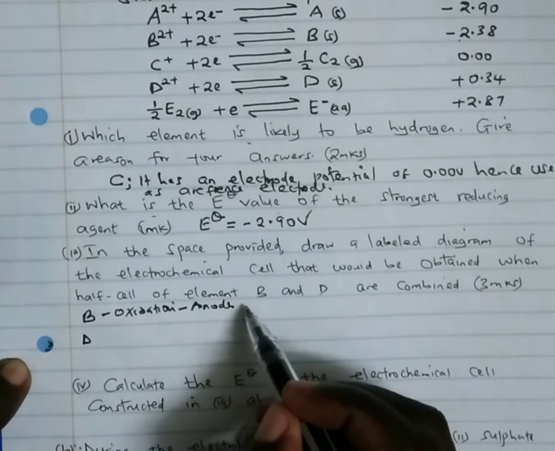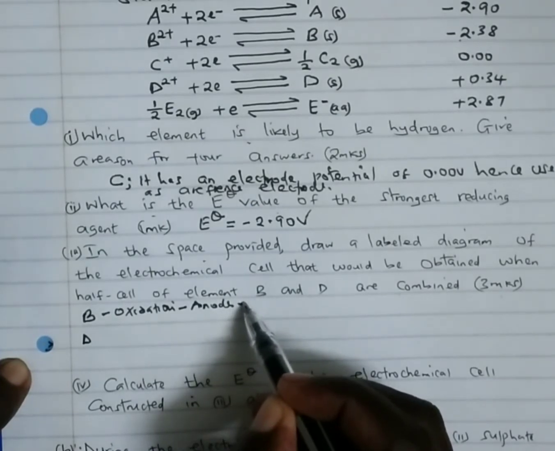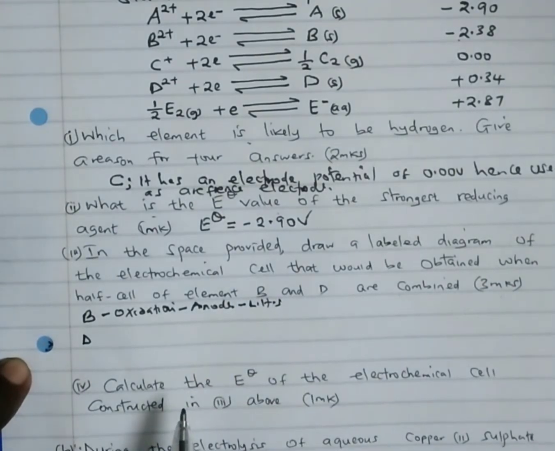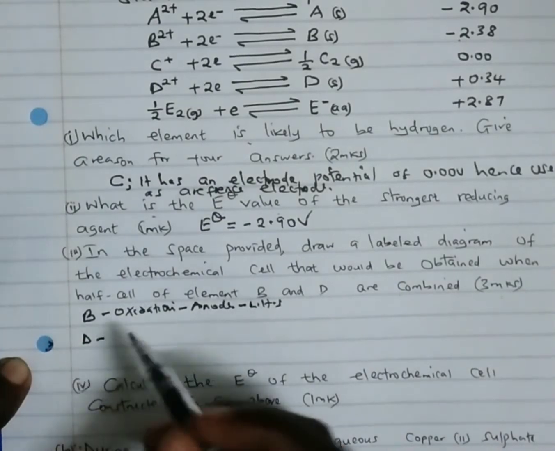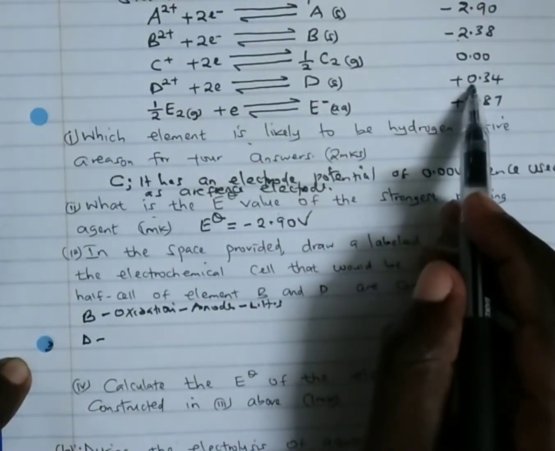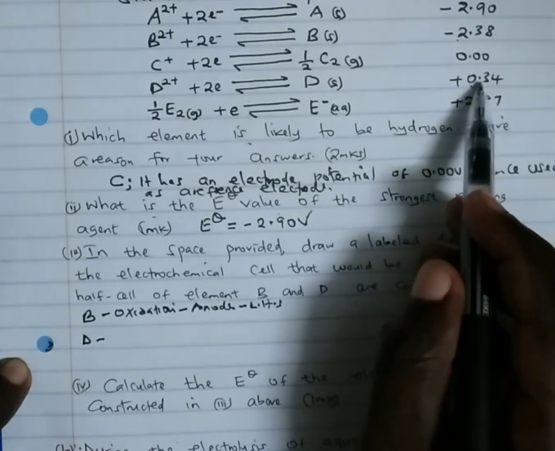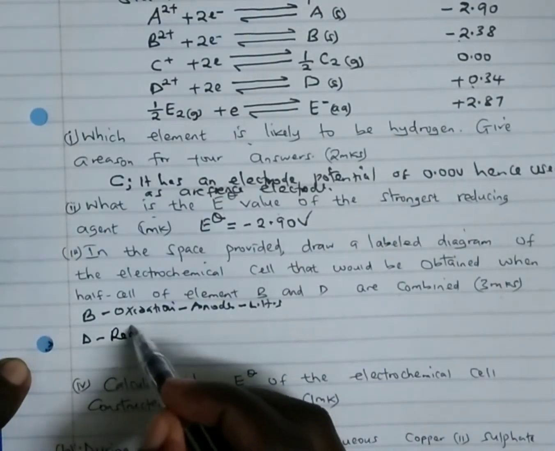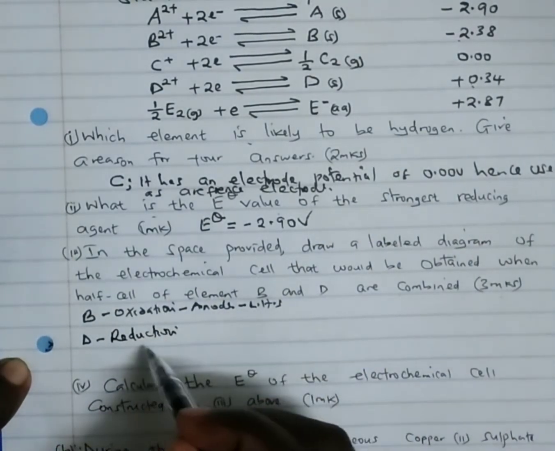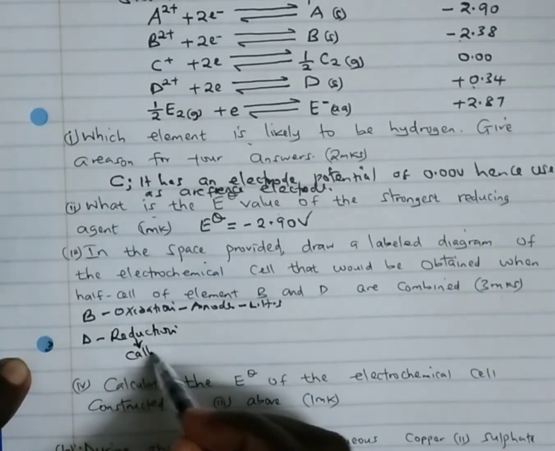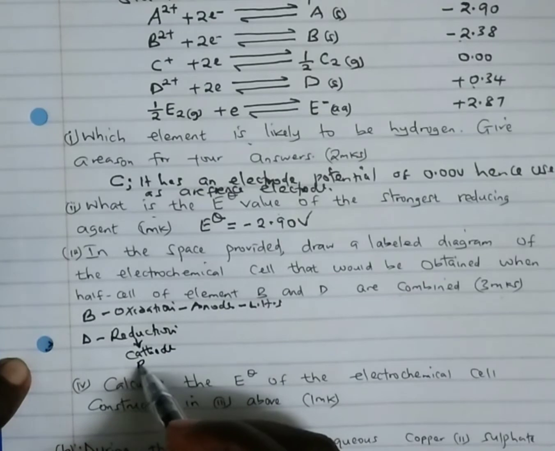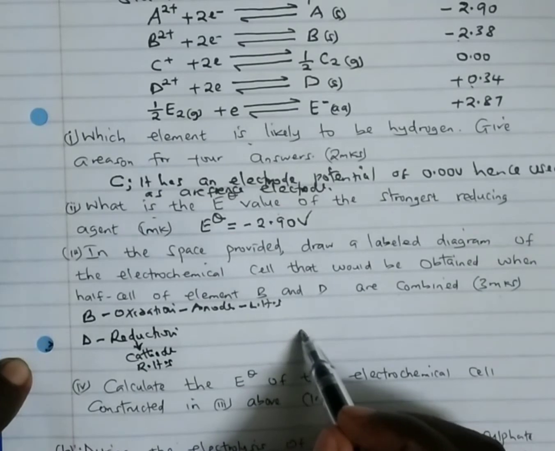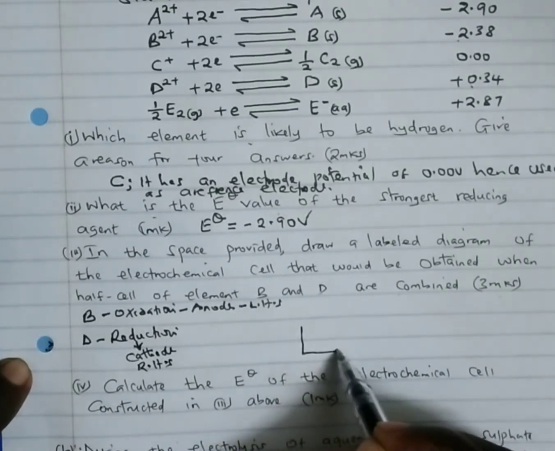The anode is usually placed on the left hand side of the electrochemical cell. We look at D. D has an E theta value of positive 0.34, meaning it is an oxidizing agent, and oxidizing agents undergo reduction. We have already said that reduction occurs at the cathode, which is usually placed on the right hand side of the electrochemical cell. So in this case now, let us draw our electrochemical cell.